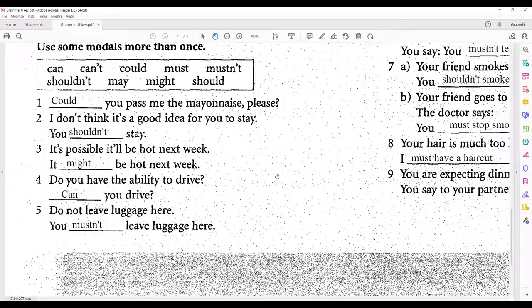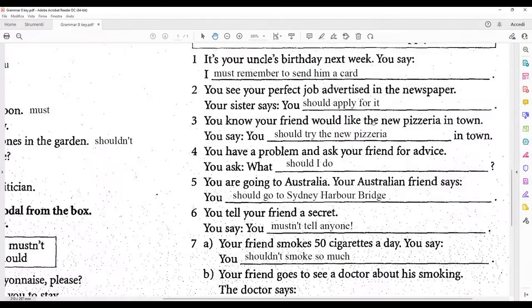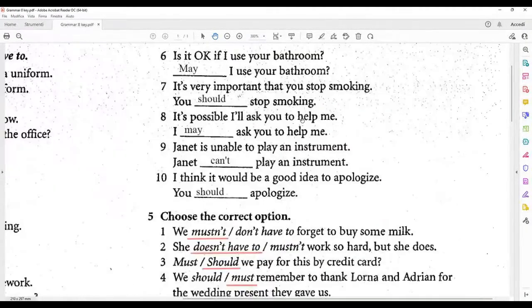So what's the difference? Why did we say might here in this case? It might be hot next week. And why do we say may? I may ask you to help me. Well, obviously, may is stronger than might.